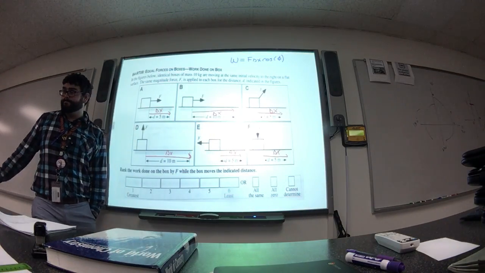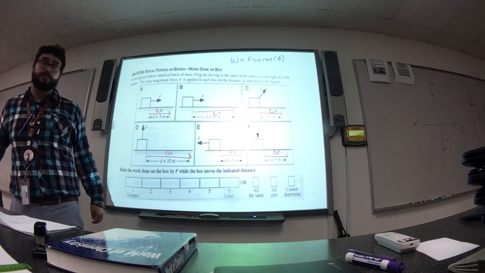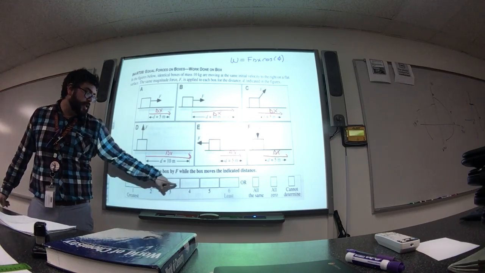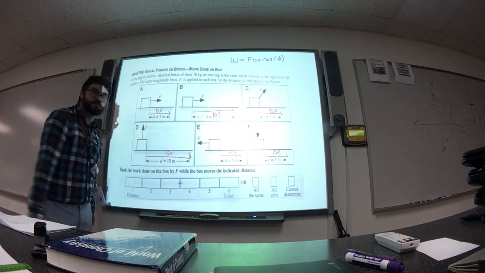What if there's a tie? How do you win? You can put equal. You could literally just write 3 equals 4. It doesn't matter.